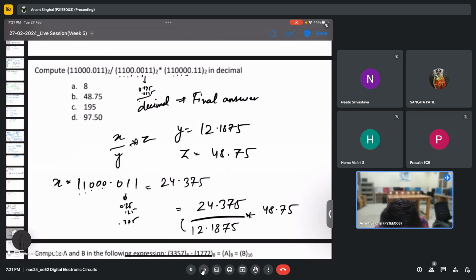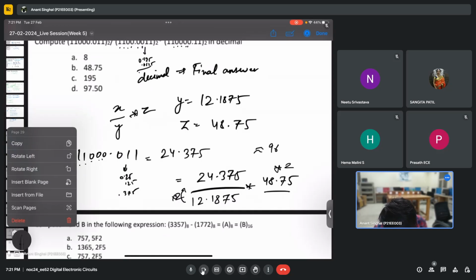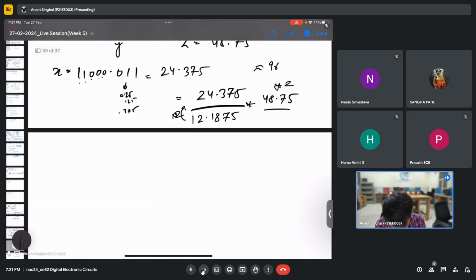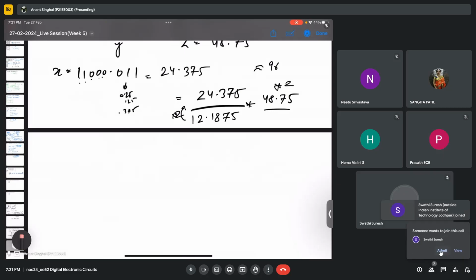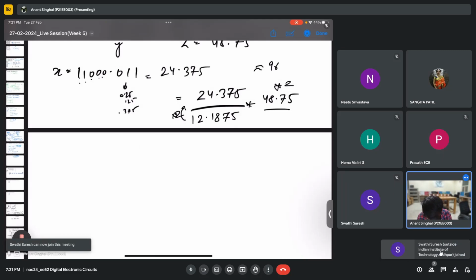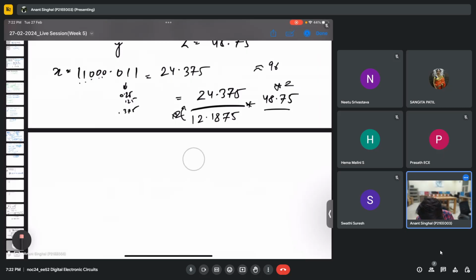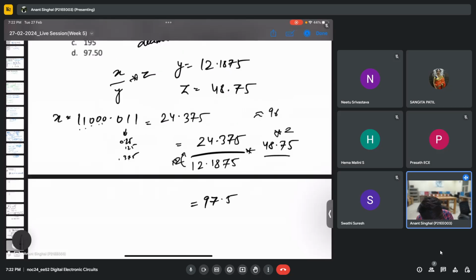Okay, this is approximately 2. So 2 times 48.75, or maybe 2 times 48 is 96. So the answer will be near 96. Yeah, there is one option. So let's exactly calculate. I've done the calculation, so I'm calculating this part. 24.375 multiplied by 48.75. So I'm getting exactly 97.5, which is, I guess, option D.